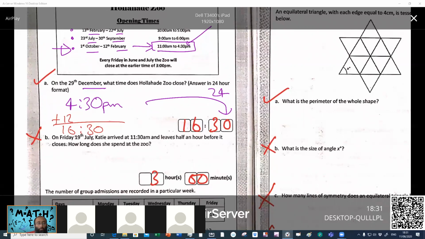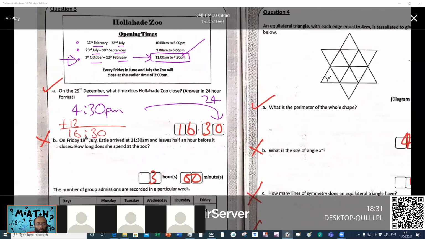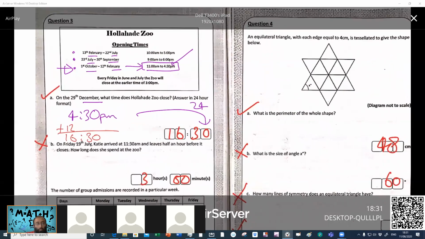On Friday, 19th July, Kate arrived at 11:30 and leaves half an hour before it closes. How long does she spend at the zoo? Okay, so let's look at the dates now. It says July. So July, it says 19th of July. So is it going to be top, middle, or the bottom? The top one. So let's look at the times there. It has to be the top one. It says 19th of July. So it'll be the top one.